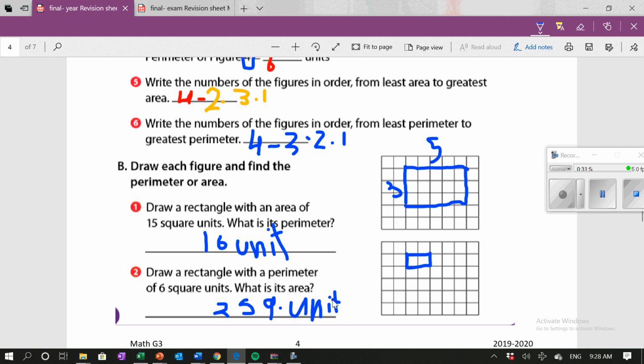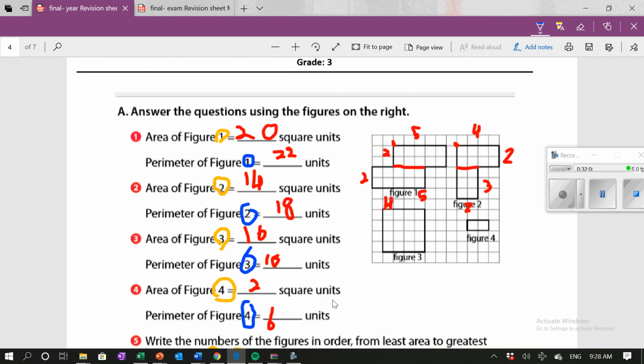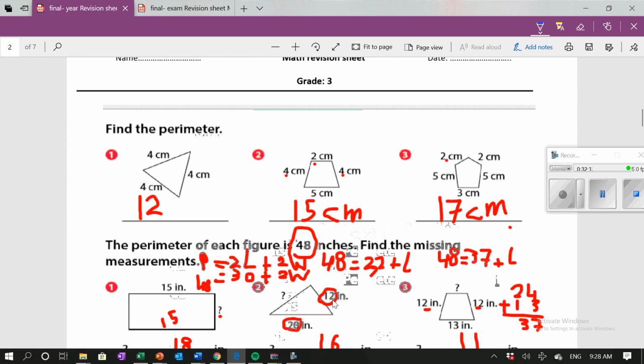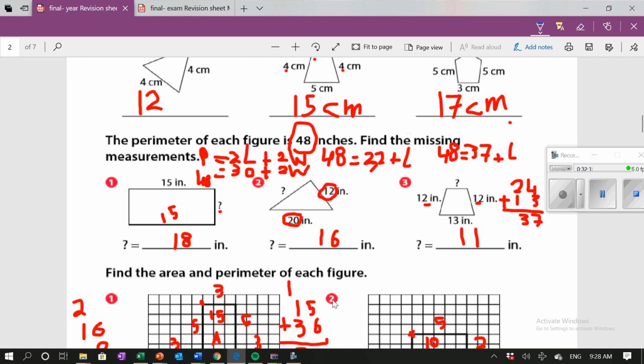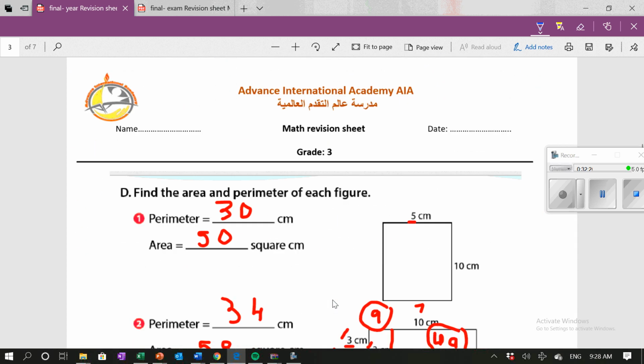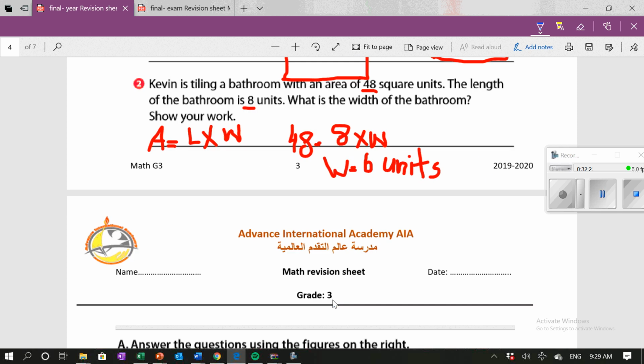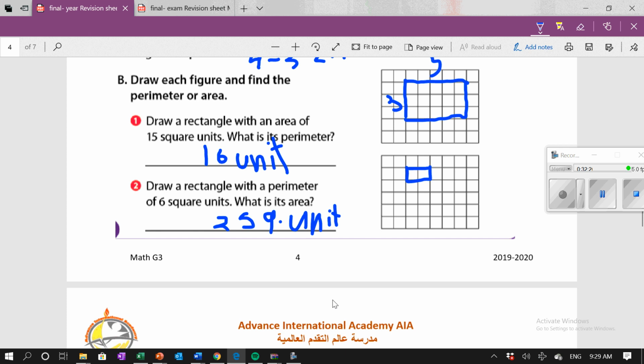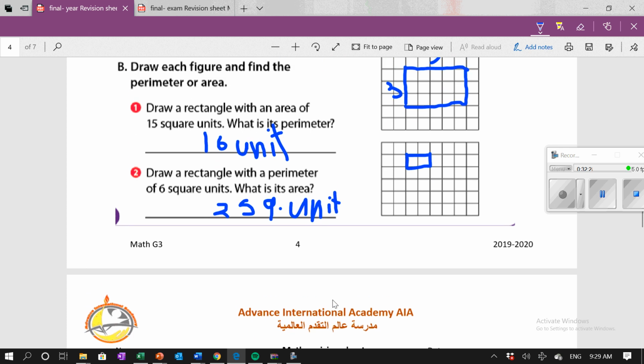So that's it for the area and the perimeter. In the next lesson, we will start solving the next chapter. So as you see, we covered all of these. You have to remember that the area is multiplying, the perimeter is adding. Area is multiplying, and the perimeter is what? Adding. Perfect.